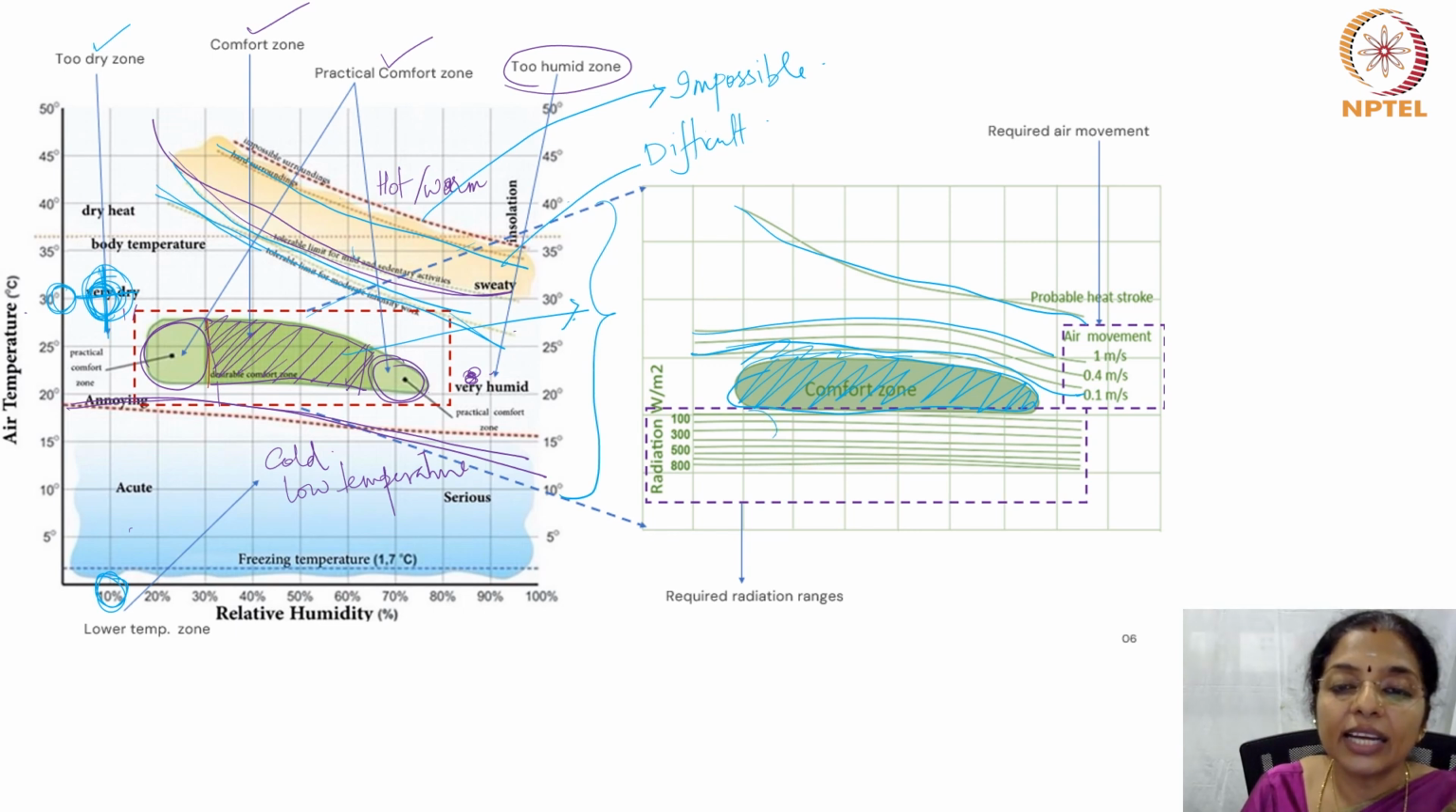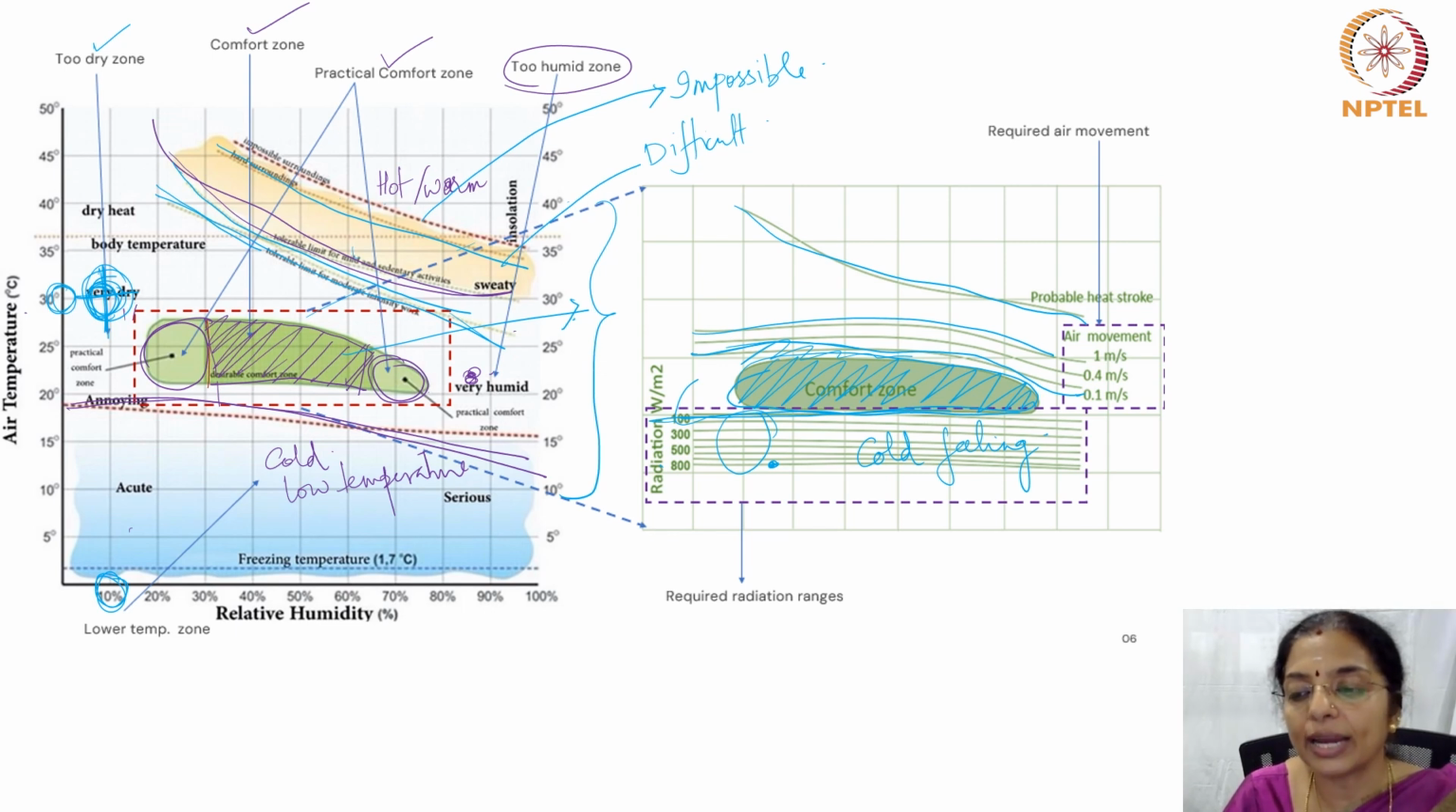Again, these are required radiation ranges because below the comfort zone is cold, very cold feeling. So in order to make it warm, you need radiation. So when the climate parameters are in this zone, then you need radiation of 100 watts per meter square. At this point, you will need 800 watts per meter square. That is how you will read a bioclimatic chart.